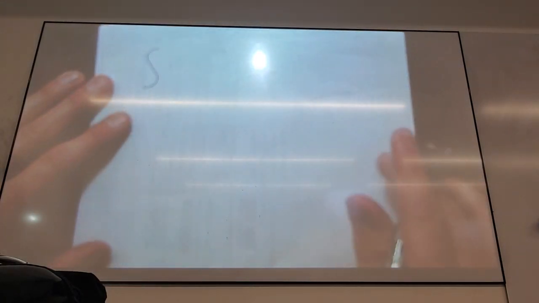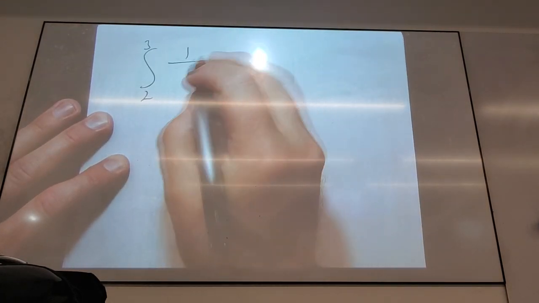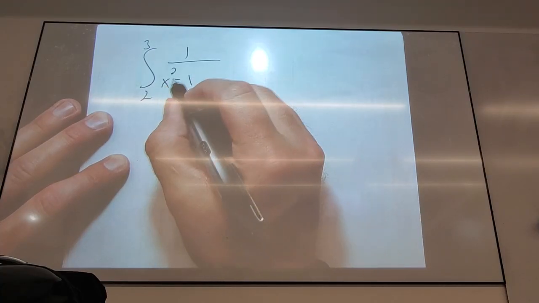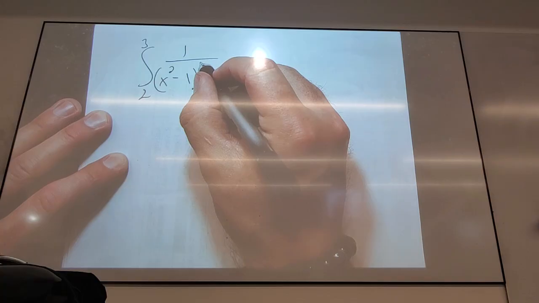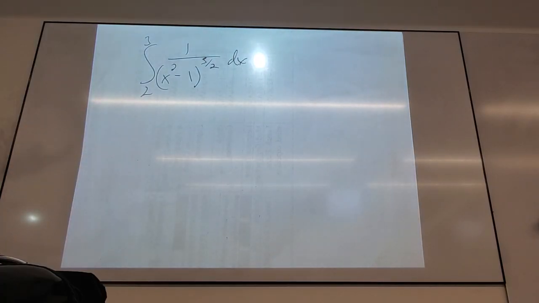All right, so read it off to me. Okay, so it's the definite integral between 2 and 3 of 1 over x squared minus 1, and all of that is to the 3 over 2 power. And there's nothing else in there?